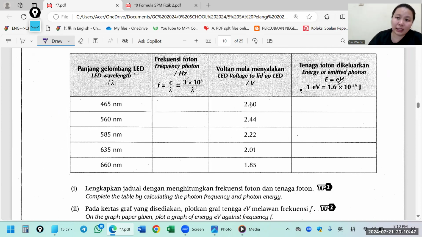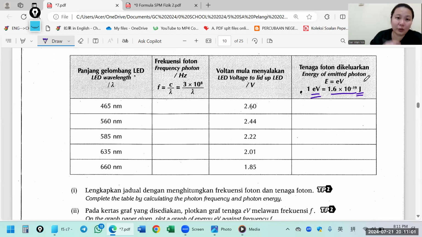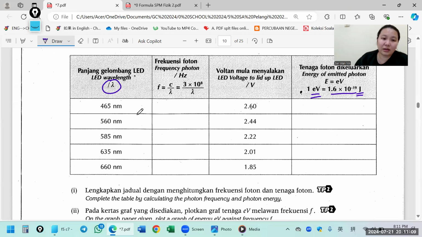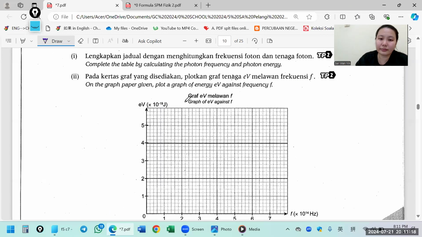Energy we can say in joules and also can be in eV. So 1 eV equals 1.6 times 10 to the power of minus 19 joules of energy. And then you can see here all of the wavelengths. I mean, the visible light wavelengths are all around 400, 500, 600 nanometers. Different colors.